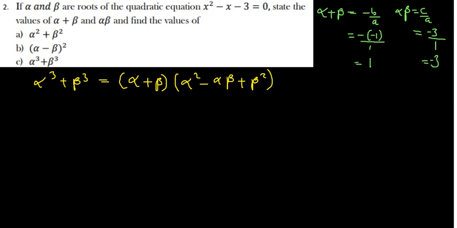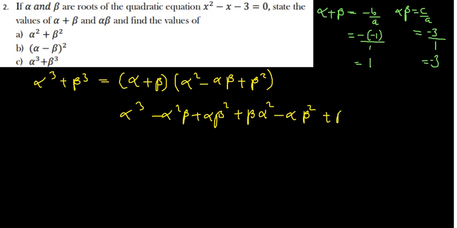You can prove if it is true. Try to multiply the alpha with what is inside there. You are going to have alpha to the power 3 minus alpha squared beta plus alpha beta squared, and then multiply beta with what is in these brackets. You are going to have beta alpha squared, and then negative alpha beta squared, then plus beta to the power 3.